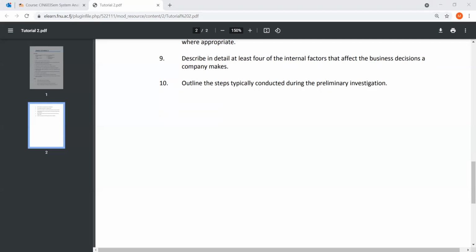Step 3, perform fact-finding. Step 4, analyze project usability, cost, benefit, and schedule data.